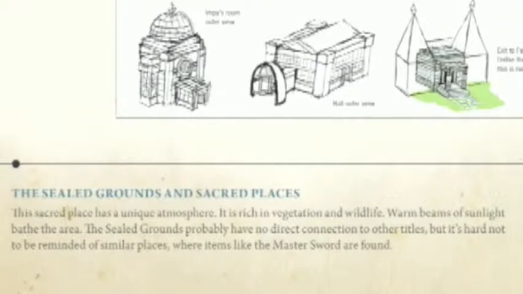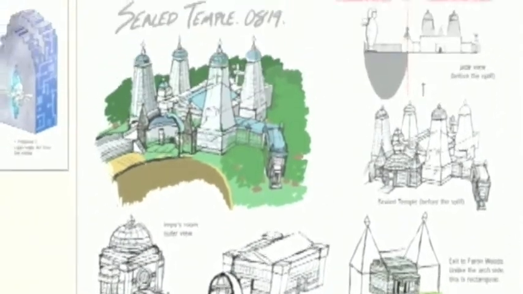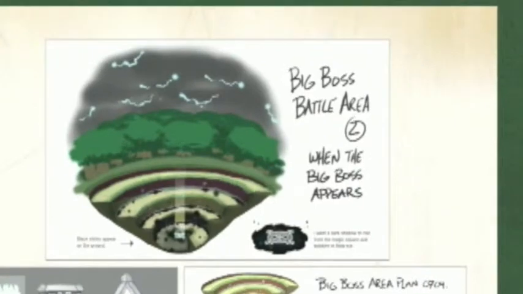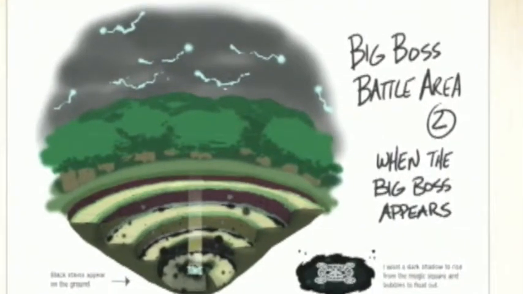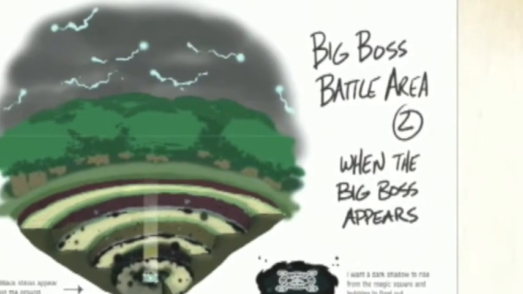The sealed grounds probably have no direct connection to other titles, but it's hard not to be reminded of similar places where items like the Master Sword are found. Oh, so they're comparing it to the Temple of Time. It makes sense to me. If it wasn't for A Link to the Past, where the Temple of Time was built over where the Master Sword was found in the Forever Woods, I would go on to say that that's the Temple of Time.